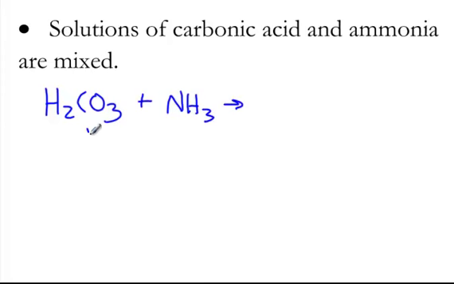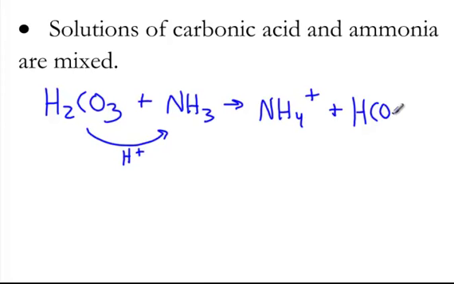What do acids always do? Acids give away H+, and so what does NH3 become? It is NH4+, a conjugate acid. And what does the H2CO3 become? It becomes HCO3-, the conjugate base. This reaction's totally done balancing, so we're good to go.